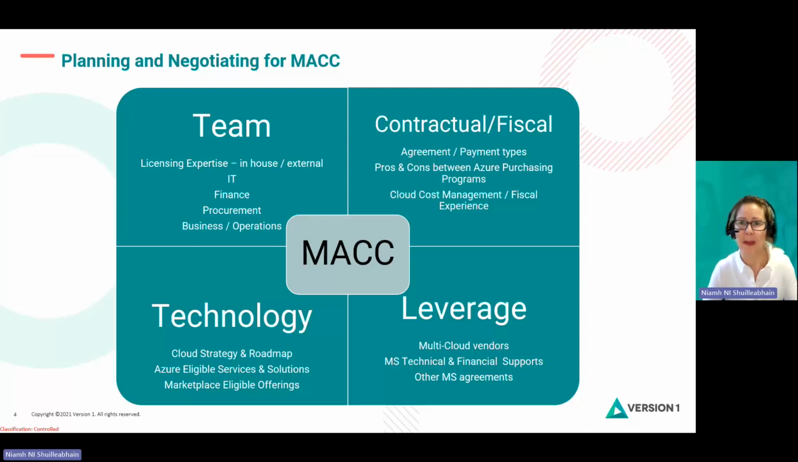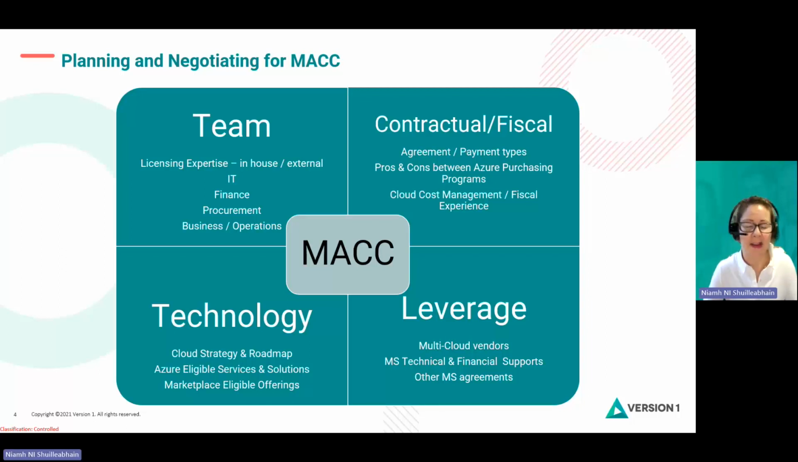Your agreement type and payment preference: you should understand the differences between the MCA and the EA and the pros and cons of each agreement type. You should also consider your payment preference, whether you want to pay upfront or in monthly installments, and the impact of each option on your cash flow and budget. Your eligibility and usage of Azure services and solutions: you should know which Azure services and solutions are eligible for the MACC and which ones are not, including any marketplace offerings. And your cloud migration and adoption support available.